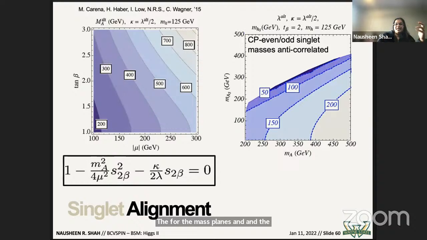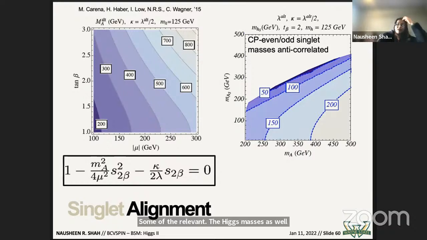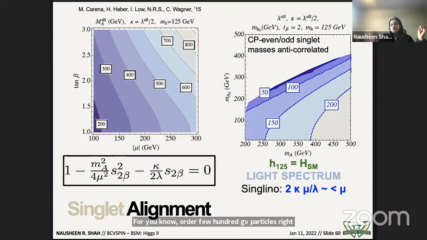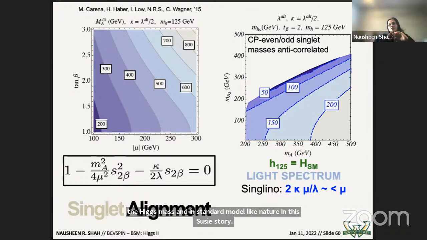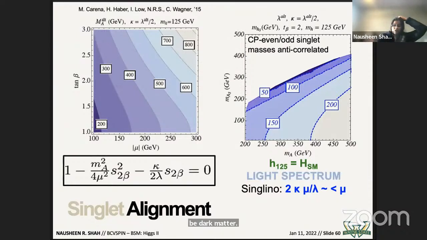And the bottom line is, I plot some of the relevant Higgs masses as well as the Higgs partner here, the Higgsino. The relevant part is that everything seems to be perfectly consistent for order a few hundred GeV particles. So in this very nice story, the H125, so the Higgs mass and its Standard Model-like nature in this SUSY story, looks like it would be very consistent with a light spectrum. And in addition, you would have these additional singlinos, right? These fermions, which could possibly be dark matter. So you have this whole very nice picture.